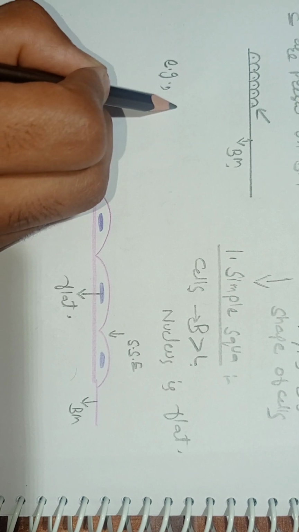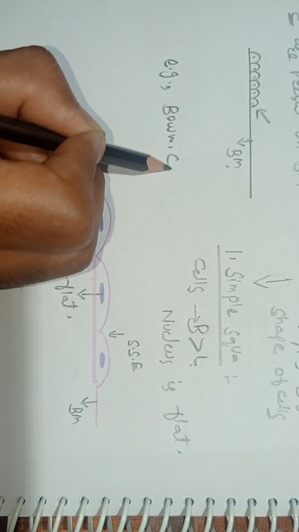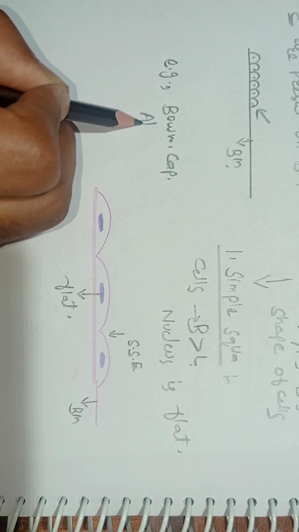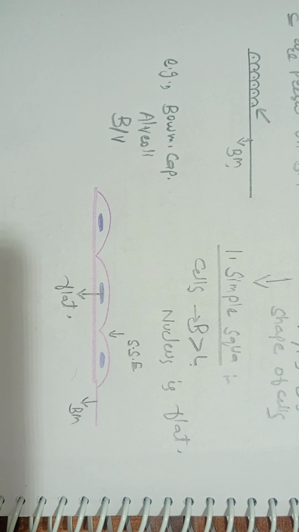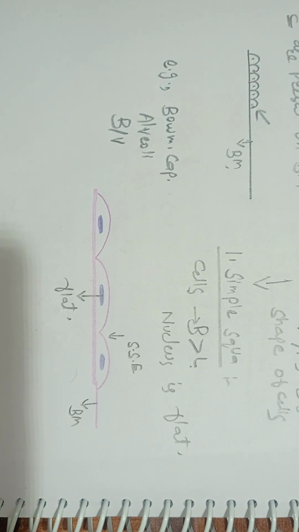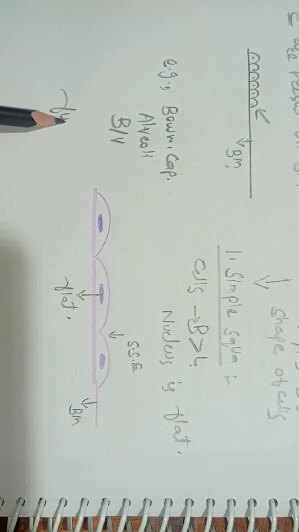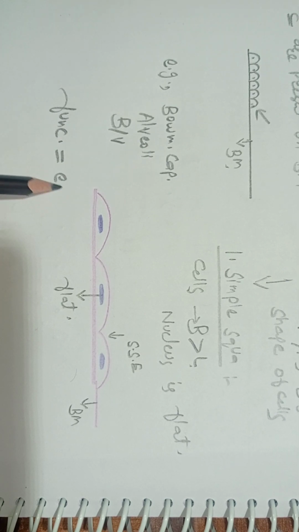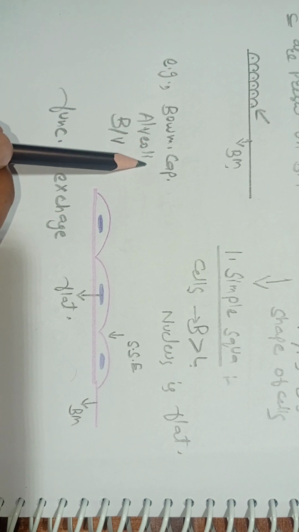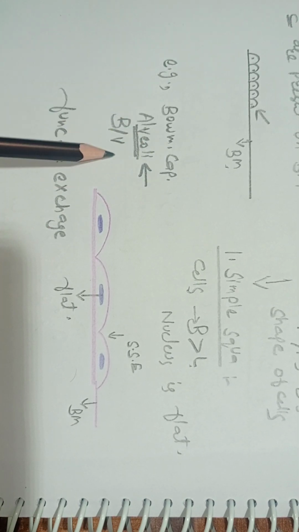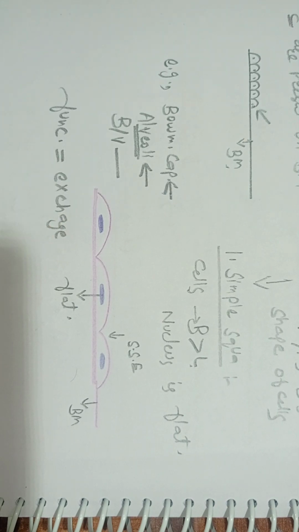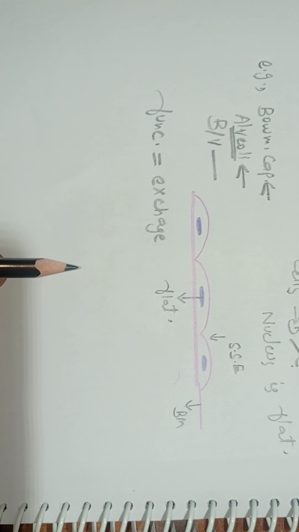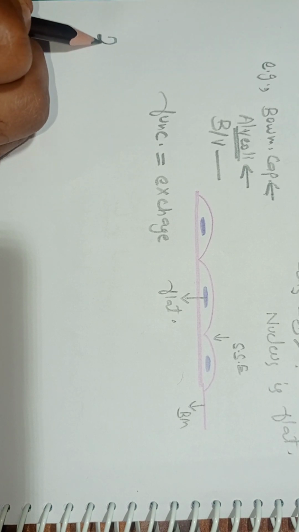Where do we find simple squamous in our body? Number first is Bowman's capsule. Clearly. Number second is alveoli. And the third is blood vessels. These are the three main important examples of the simple squamous epithelium. Clearly, what is the function of the simple squamous epithelium? Their function is exchange, as we know, exchange of air in alveoli. Clearly, filtration here. So this is the simple squamous epithelium. What is the second type of the simple epithelium?